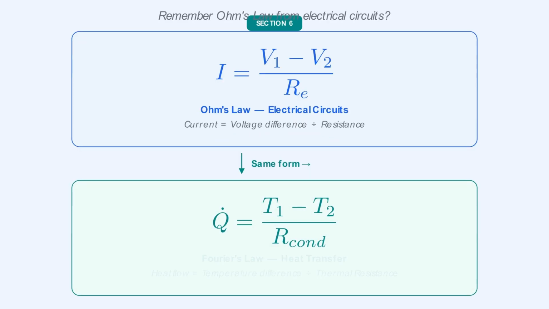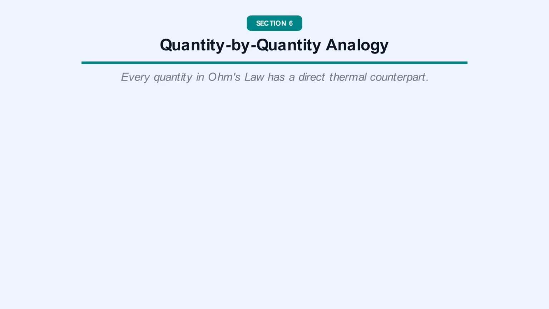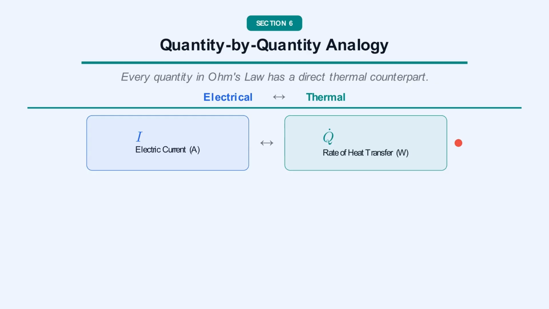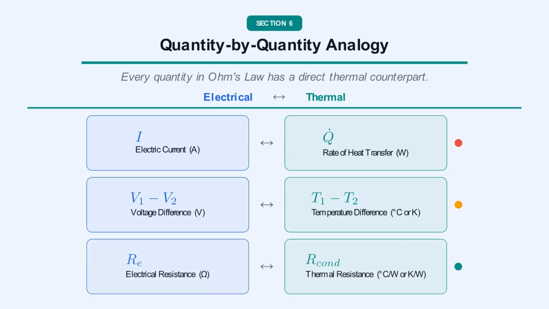Now look at Fourier's equation again. Q equals T1 minus T2 over R cond. The analogy is perfect. Heat flow Q corresponds to electric current I. Temperature difference, T1 minus T2, corresponds to voltage difference, V1 minus V2. Thermal resistance, R cond, corresponds to electrical resistance, RE. Just as resistance opposes the flow of current, thermal resistance opposes the flow of heat. The higher the thermal resistance, the lower the heat loss.